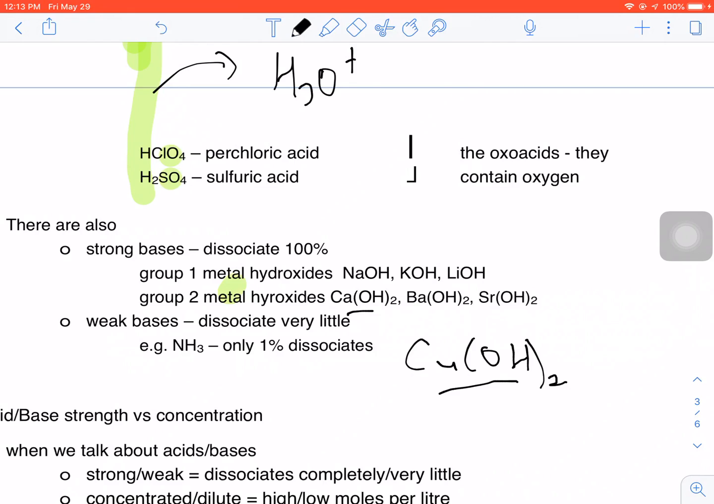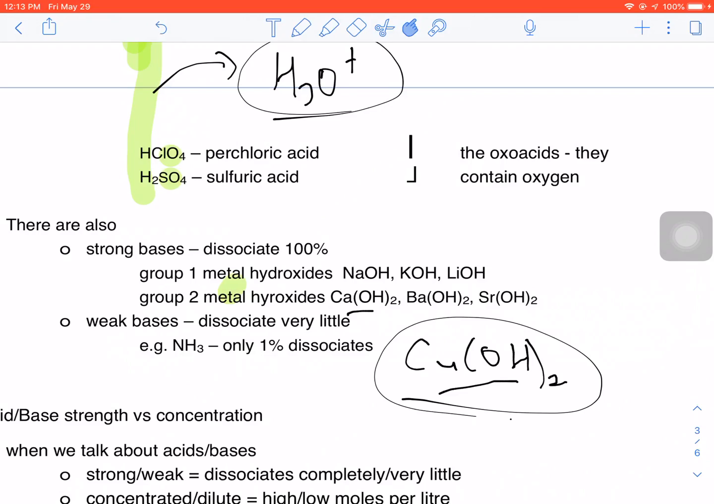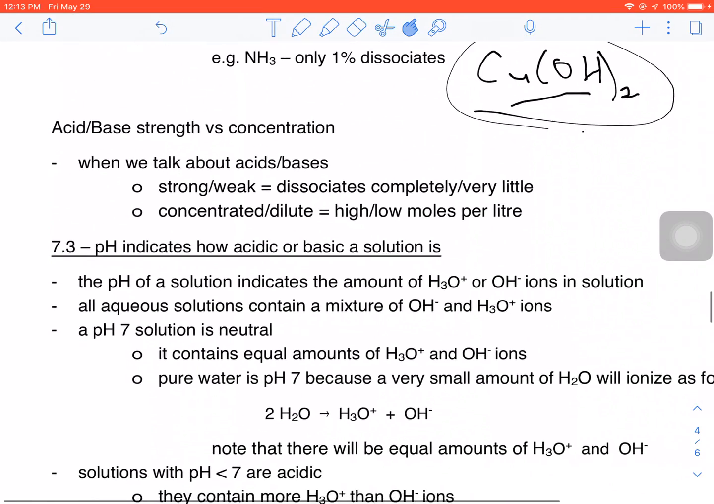So that is how we decide whether acids and bases are strong or weak: how much they follow the definition. How much will they produce hydronium ions in solution, or how much will they release hydroxide ions in solution. Those are strong acids and strong bases, weak acids and weak bases.